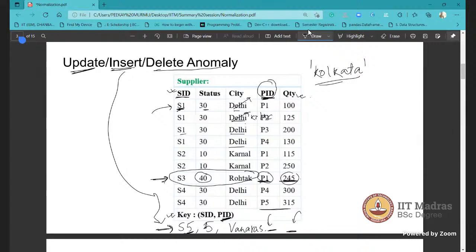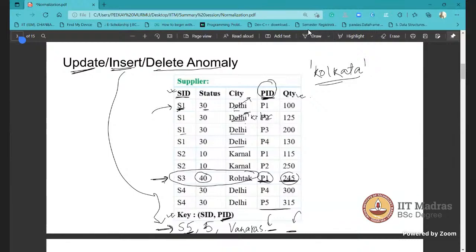I hope it is clear to you what is the update anomaly, what is insertion anomaly, and what is delete anomaly, right? Yes or no, right? So we move forward.